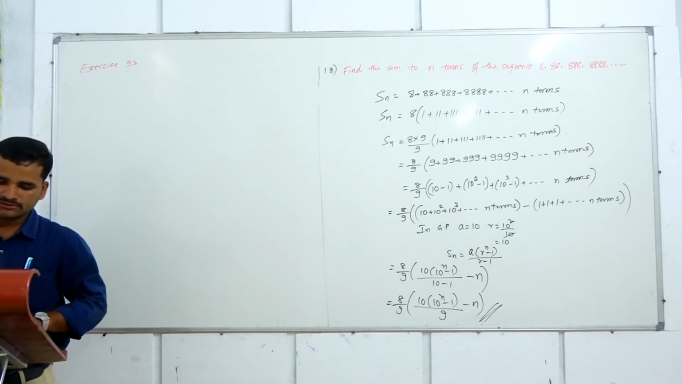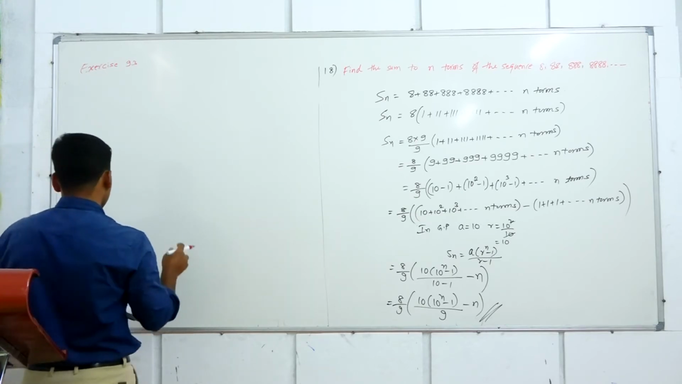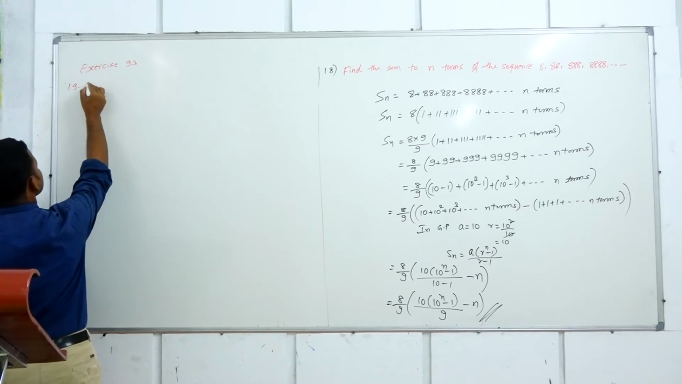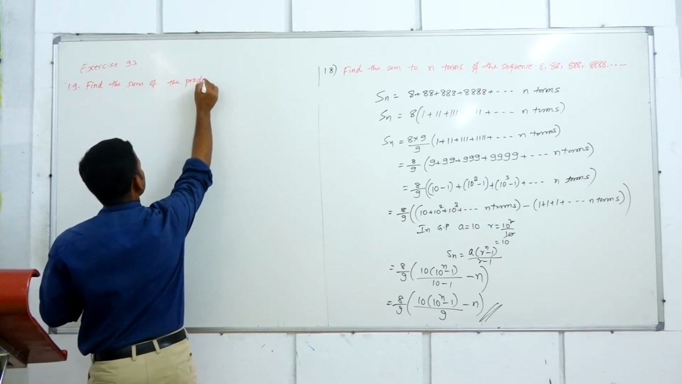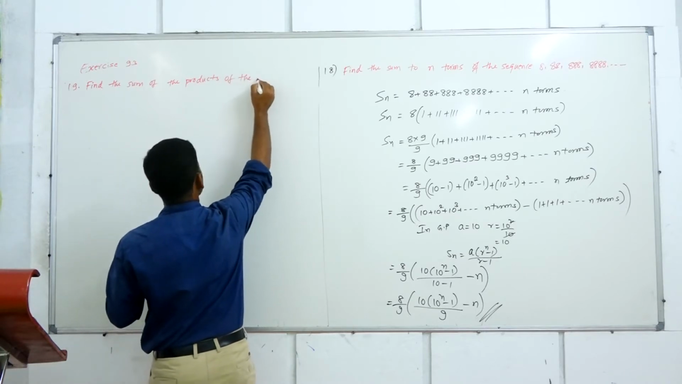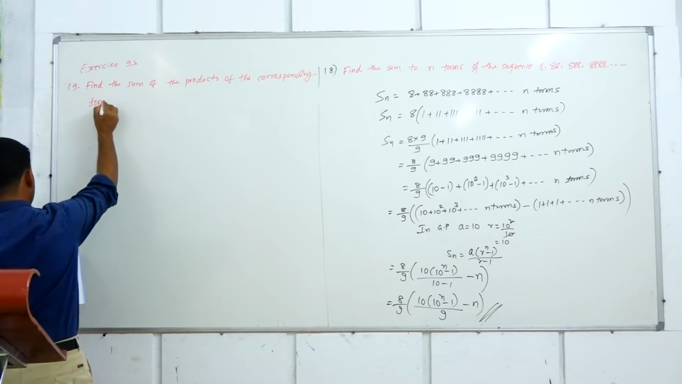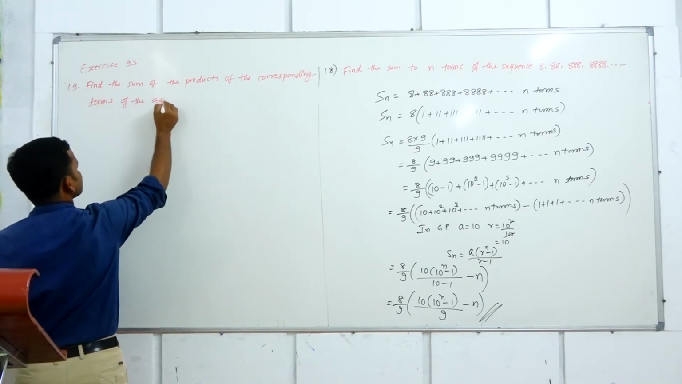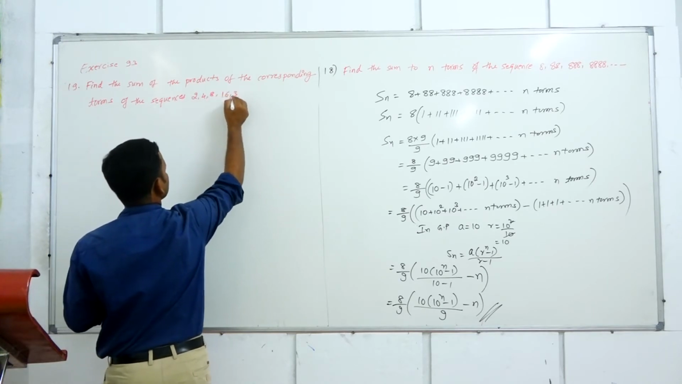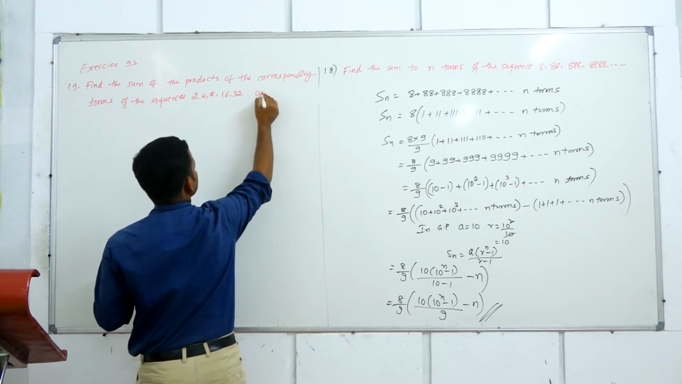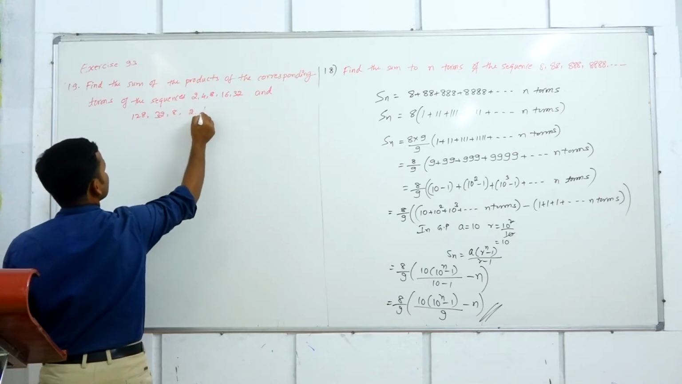Problem number 18 completed. Now we will go to the problem number 19. Problem number 19 is that find the sum of the products of the corresponding terms of the sequences 2, 4, 8, 16, 32 and 128, 32, 8, 2, 1 by 2.